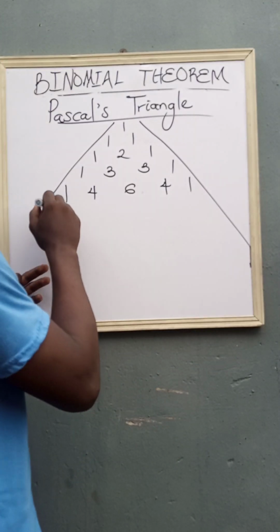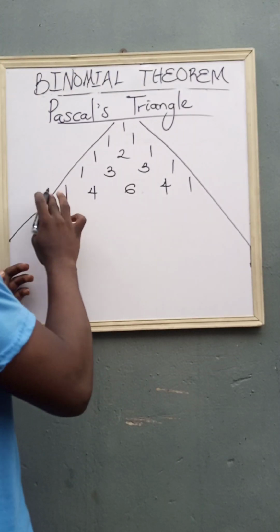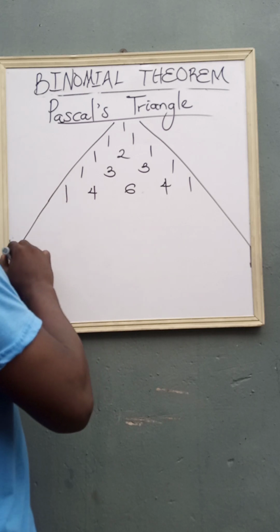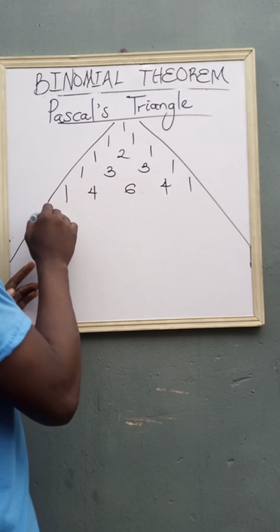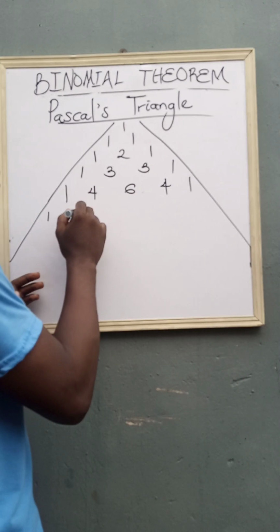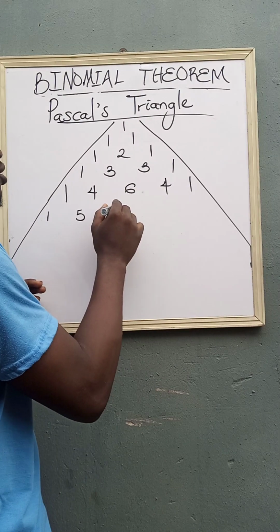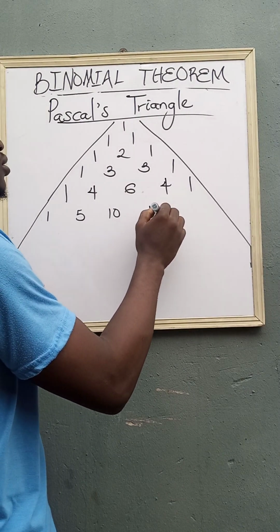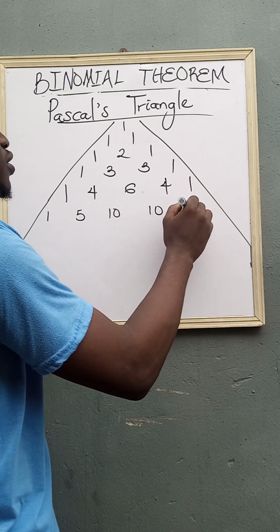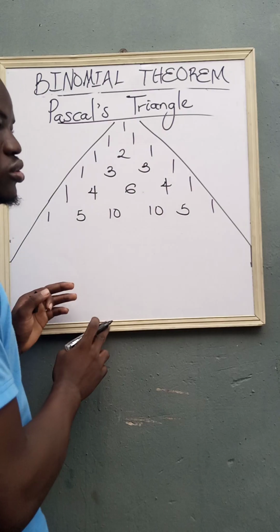Alright, let's move on. You can have for 5. Start out with 1. 1 add 4 gives 5. 4 add 6 gives 10. 6 adds 4 gives 10. 4 adds 1 gives 5. And then you end up with 1, right?